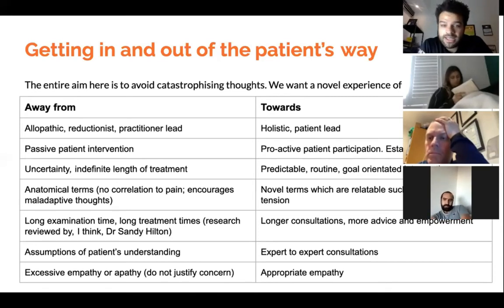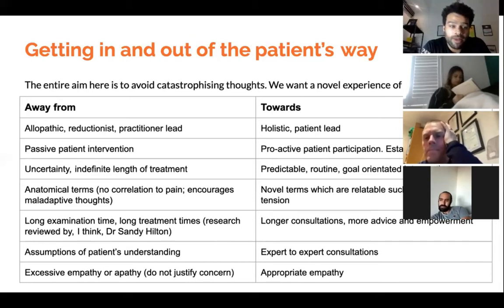Passive patient intervention, once again, disempowers. We want to have a proactive, patient-participated, controlled experience by the patient. Uncertainty and indefinite length of treatment, both of these are also bad. We want to give the patient some form of control and predictability. Now, this would be, for example, us clearly explaining what's going on, using non-anatomical terms, using metaphors that enable them to understand that we're actually just dealing with pain here. We're not dealing with a lump, we're not dealing with inflammation or a tear, we're just dealing with pain. We'll go into metaphors in a second. We want predictable, routine, goal-orientated intervention.